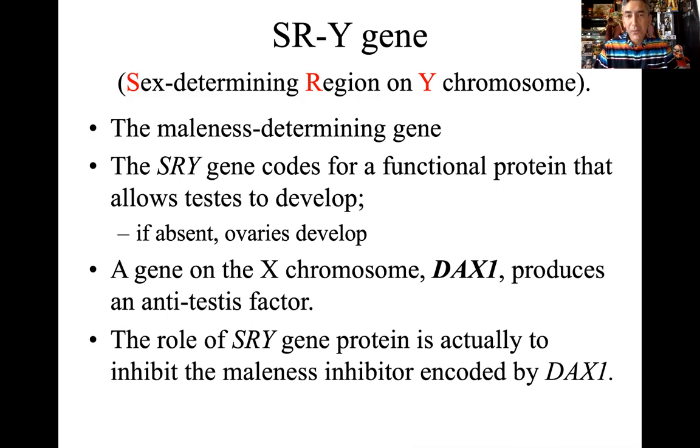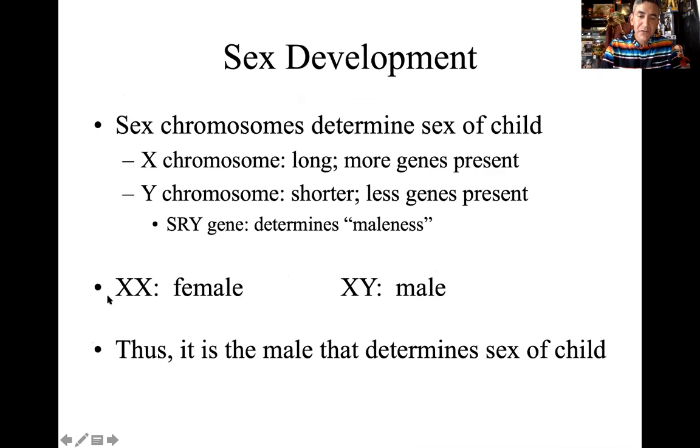So the Y chromosome, the SRY gene, basically transcribes and translates faster. So it is a more dominant gene than DAX1. If we have two X chromosomes, again, anti-testes, no testes. Here we have anti-testes and testes. So who's going to win the battle? Who is going to get the protein generated fastest?